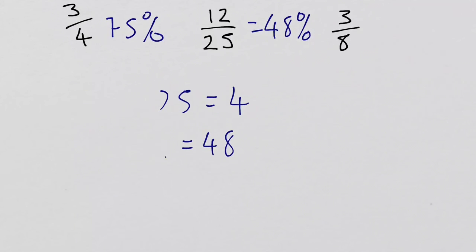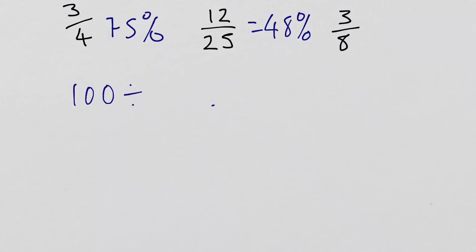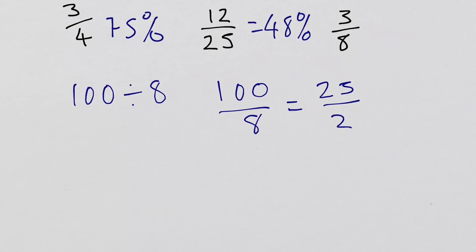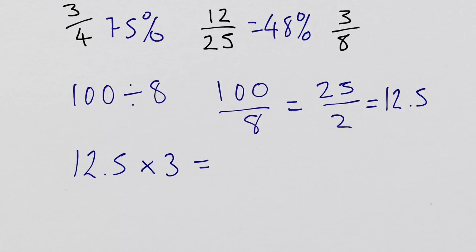3/8. So 100 divided by 8. I don't know that in my head, so I'm going to write that as a fraction. So 100 over 8. I can divide both of them by 4, so I get 25 over 2, and I can now half 25 and get 12.5. So now 12.5 times by 3, so that's 37.5, so it's 37.5%.